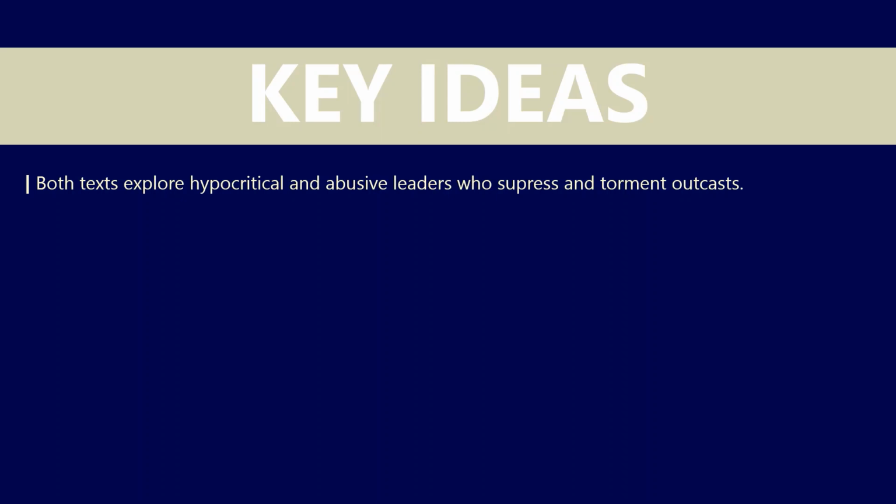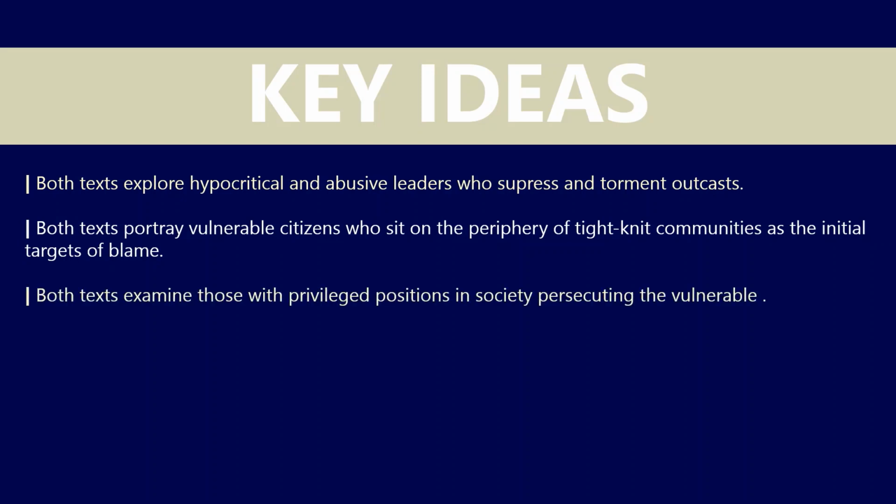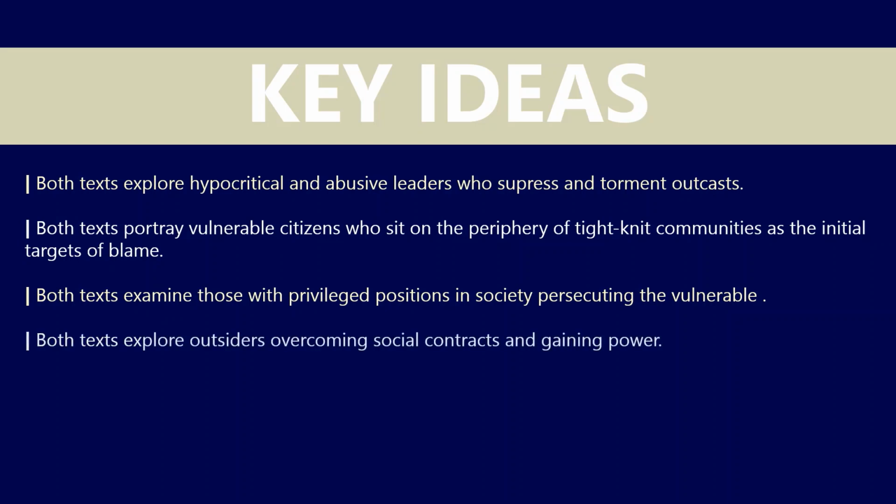The fact that both texts explore hypocritical and abusive leaders who suppress and torment outcasts. The idea that both texts portray vulnerable citizens who sit on the periphery of tight-knit communities as the initial targets of blame. So connecting blame to the idea of outcasts. The fact that both texts examine those with privileged positions in society persecuting the vulnerable. Very similar, of course, to the first idea.